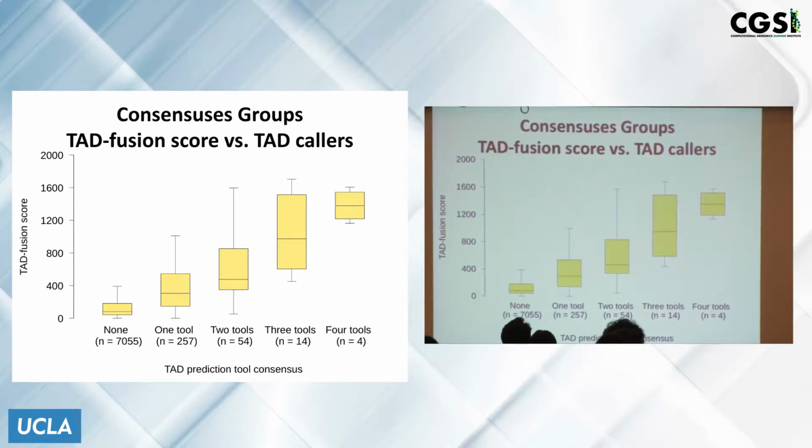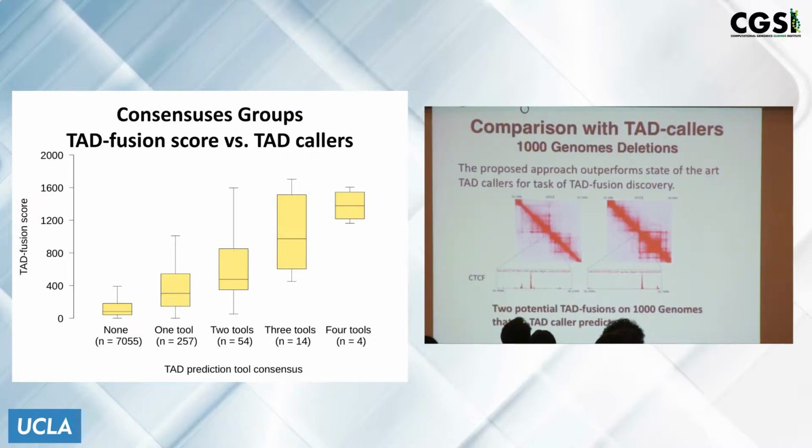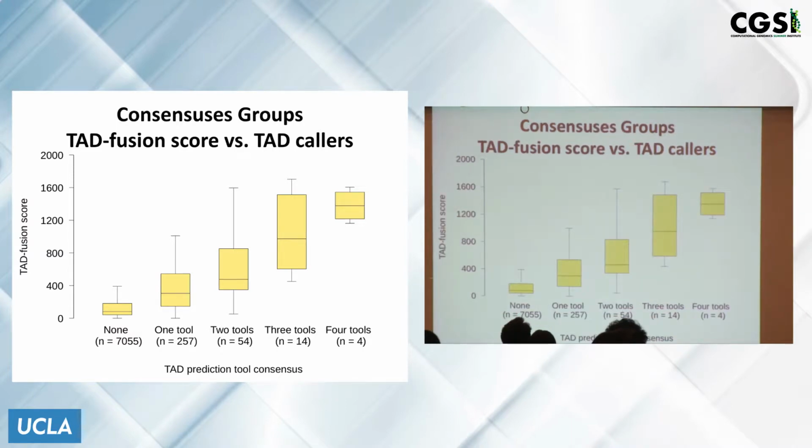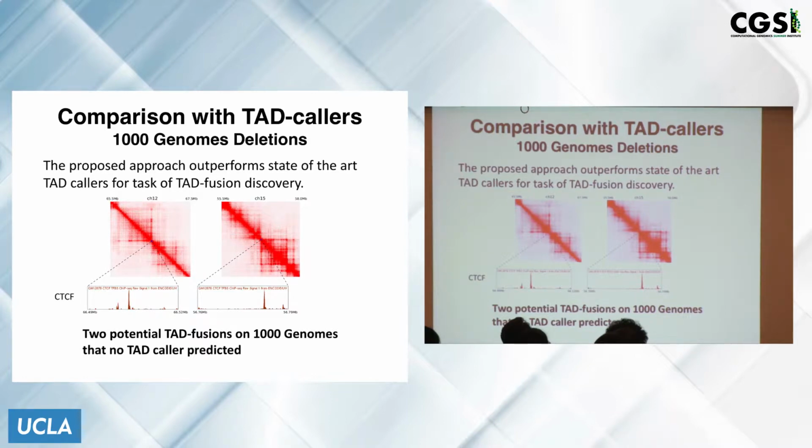But I would like to emphasize, this agreement is nice, which shows our method is truly finding something interesting and is working correctly. But also, there is a large portion of deletions that no method is predicting as deleting a boundary, and that's expected. Only a very small fraction of deletions should be TAD fusion. However, there are some where our method has given a high score. Here are two examples. This is the deletion, this is the Hi-C, and just by looking at it, it seems this deletion really is deleting a boundary. So we believe our method is doing a good job of giving a high score, although no TAD caller has predicted a TAD boundary there.